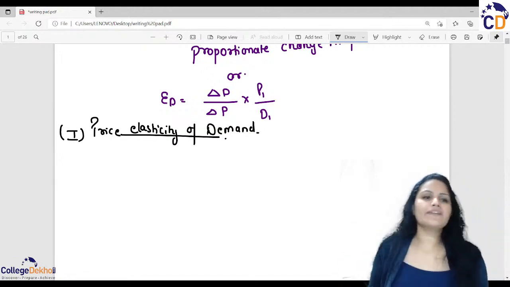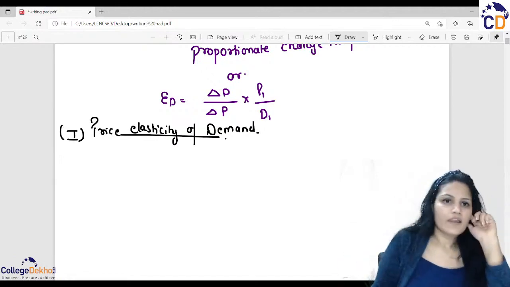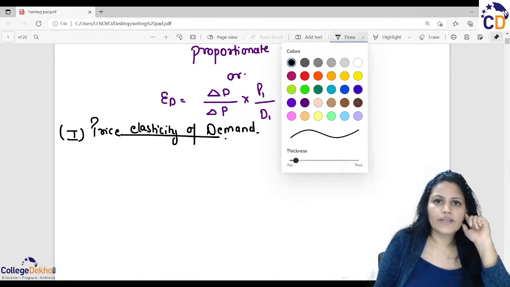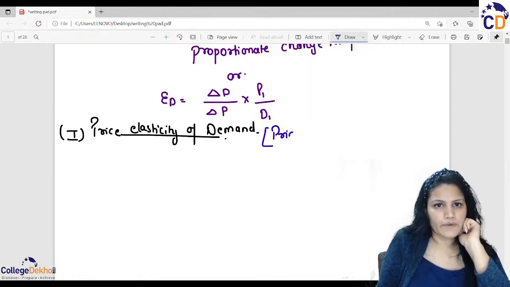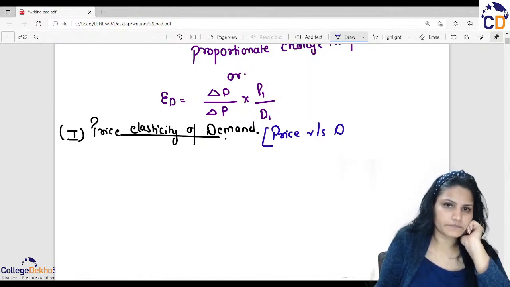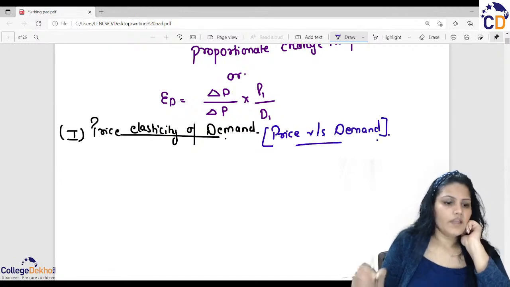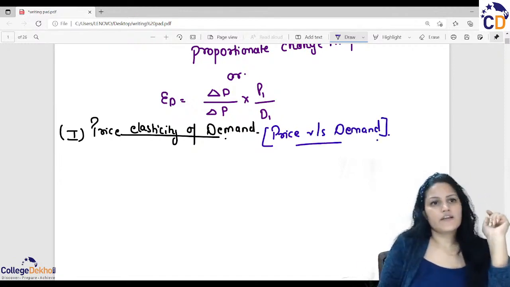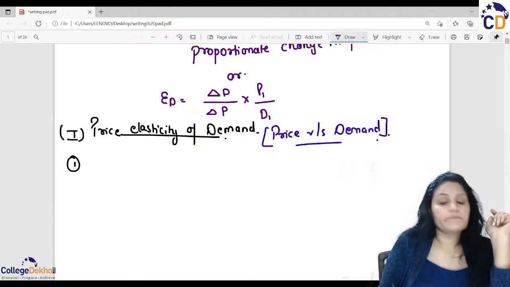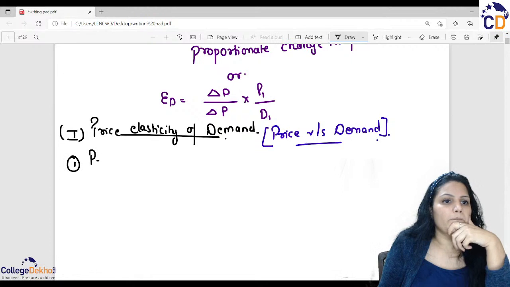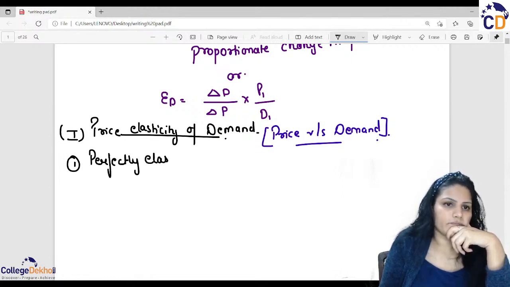Now come to the topic, that's the price elasticity of demand. Here we compare price versus demand. In this situation, the first point is perfectly elastic demand.